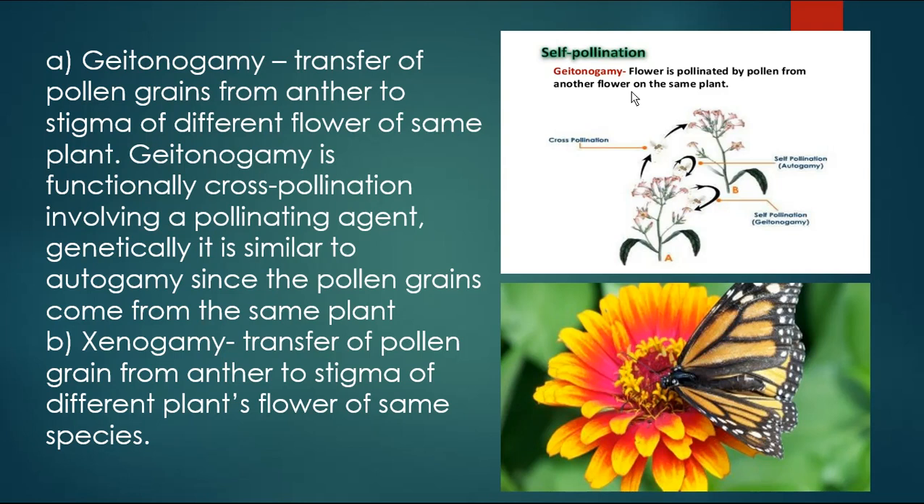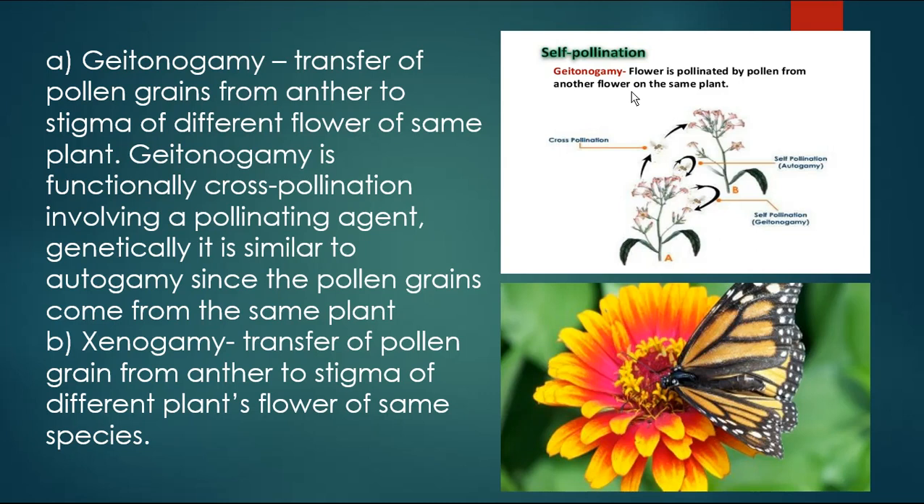The second type is geitonogamy, transfer of pollen grain from the anther to the stigma of another flower of the same plant. Although geitonogamy is functionally cross-pollination involving a pollinating agent, genetically it is similar to autogamy since the pollen grains come from the same plant.